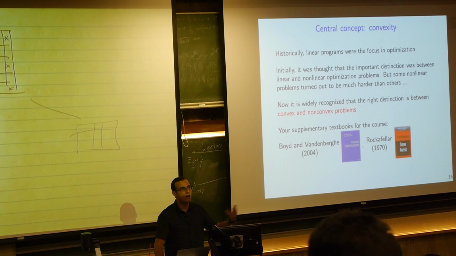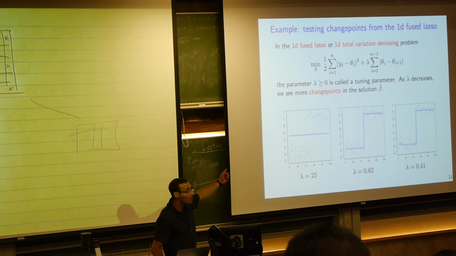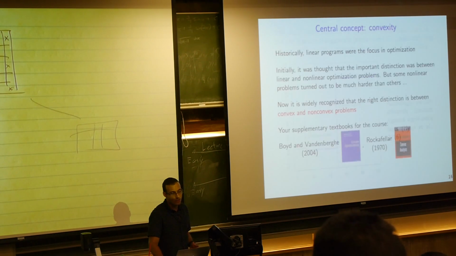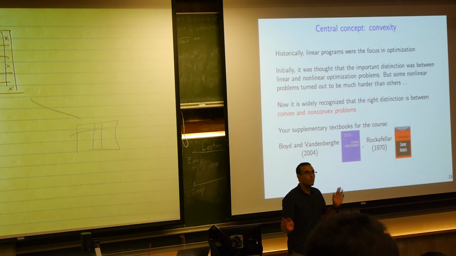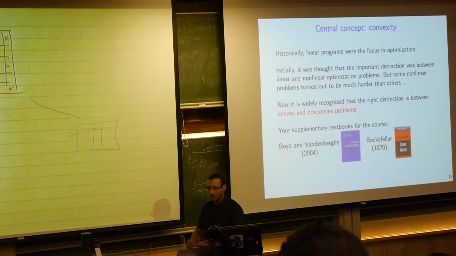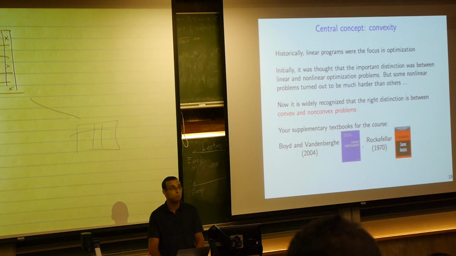We could get away with solving a bunch of nonlinear programs in a way that was efficient. Like, for example, this one. It's not a linear program. You'll see a precise definition of linear programming in a couple lectures, but it's not a linear program. We can still solve it efficiently. But other nonlinear programs were virtually impossible. Some of them were just really, really hard to solve. And it was recognized that the right distinction is not between linear and nonlinear, but convex and non-convex problems.